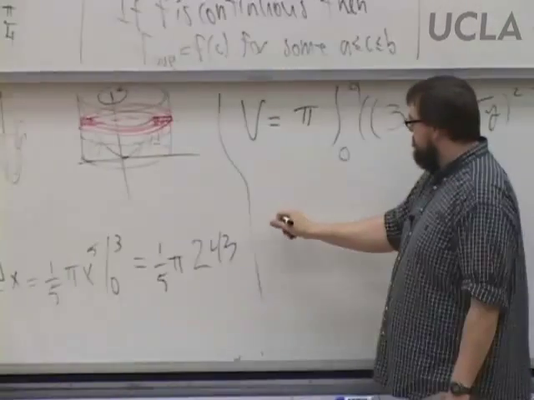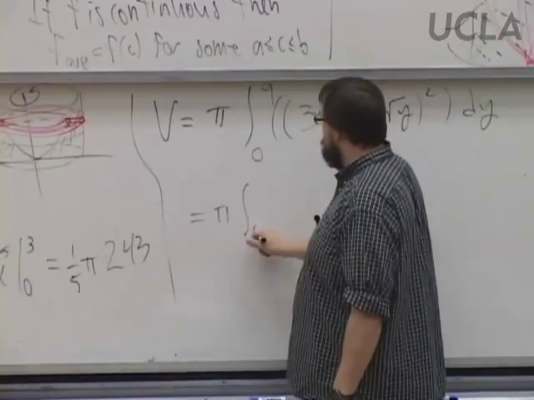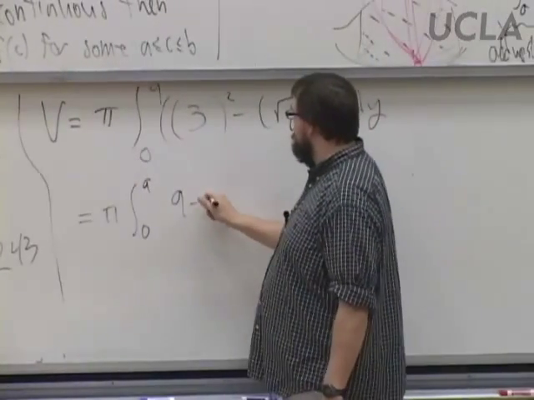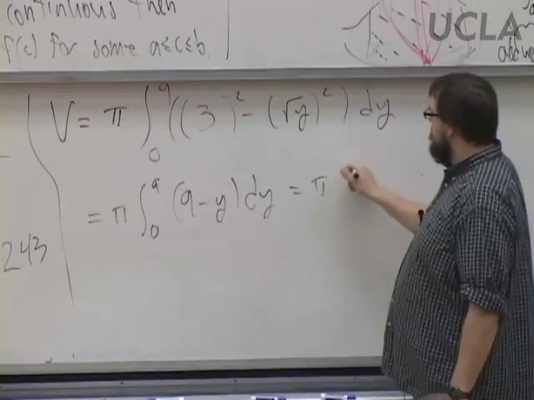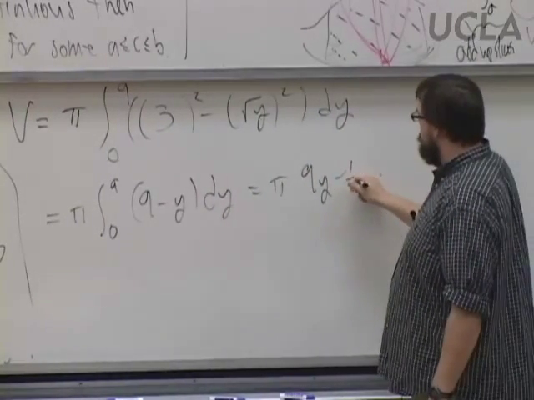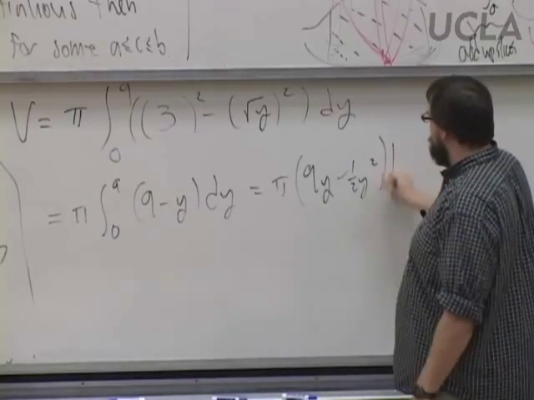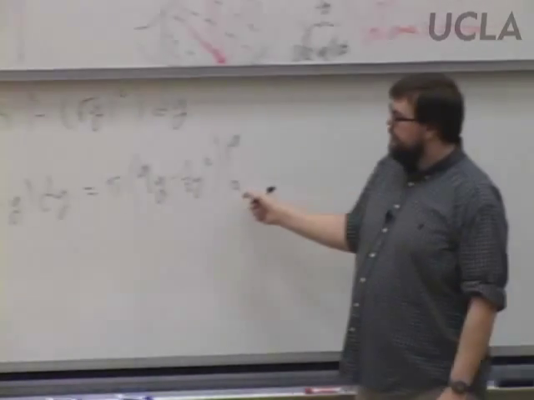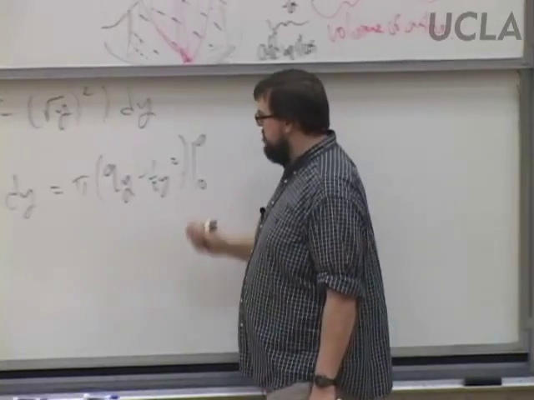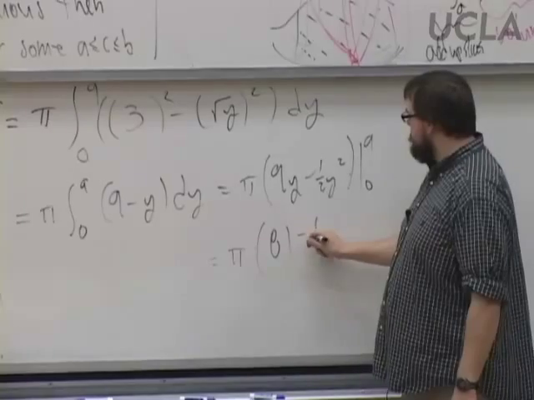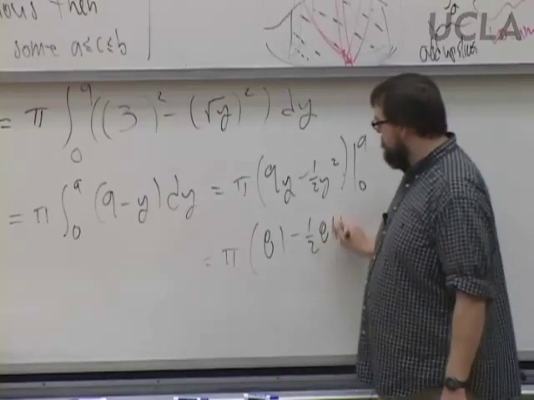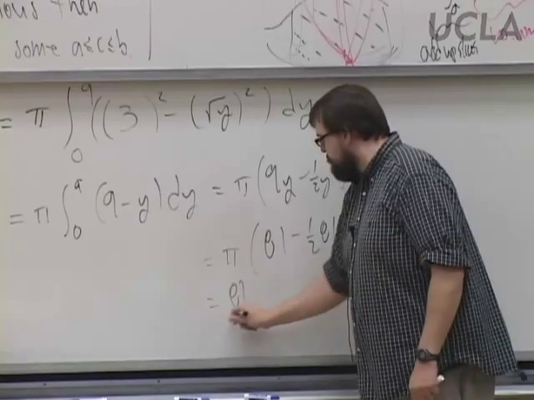Setting up is most of the hard part. Now it's very simple. So we have 9 minus y dy. We can integrate 9y minus a half y squared, evaluated from 0 to 9. Very lucky for us, when we plug in 0, we get 0. So really, we just need to plug in 9. So that's pi times 81 minus a half times 81, or 81 over 2 pi.